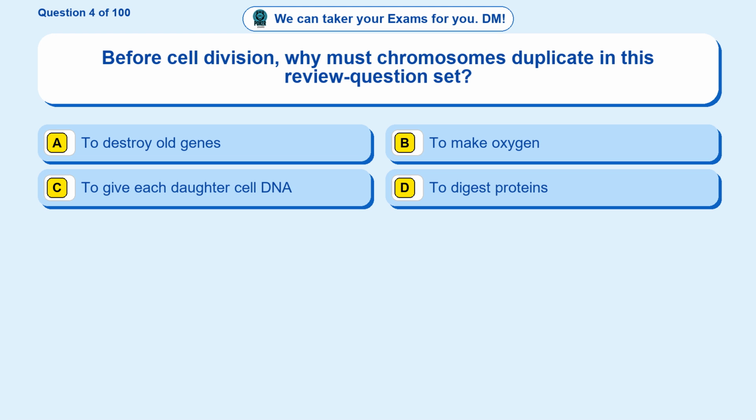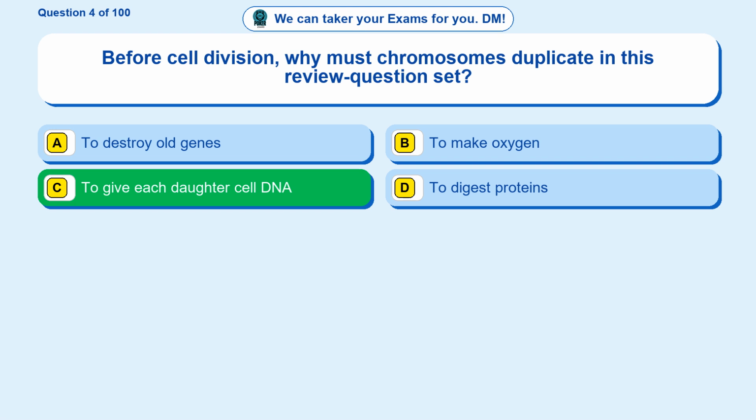Question 4. Before cell division, why must chromosomes duplicate in this review question set? Option A, to destroy old genes. Option B, to make oxygen. Option C, to give each daughter cell DNA. Option D, to digest proteins. The correct answer is option C, to give each daughter cell DNA.